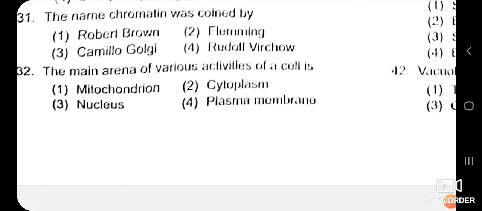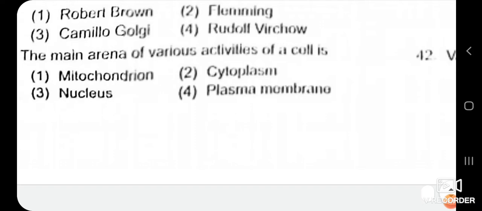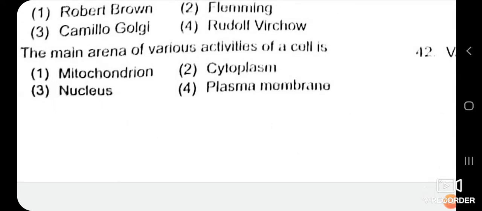The main area of various activities of the cell is, that means all the activities of a cell are carried out particularly in which part of the cell, all the metabolic activity. So that is called the main area of the activity of the cell. Options: mitochondria, cytoplasm, nucleus and the plasma membrane.